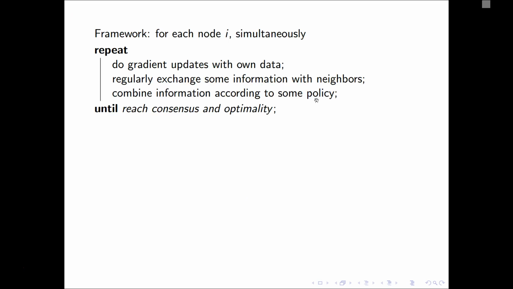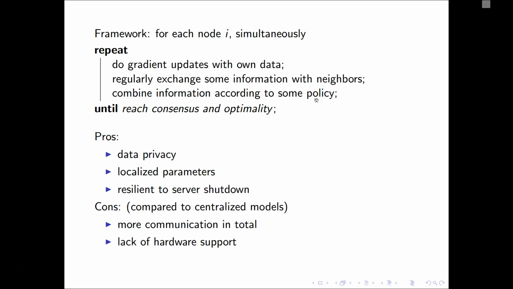Here is a framework of general decentralized optimization. For each node i, we simultaneously let them repeat these procedures. First, we do some gradient updates with its own data, and at some times, we regularly exchange some information with its neighbors. And we finally combine the information according to some combination policy. The stopping condition will be consensus and optimality reached together.